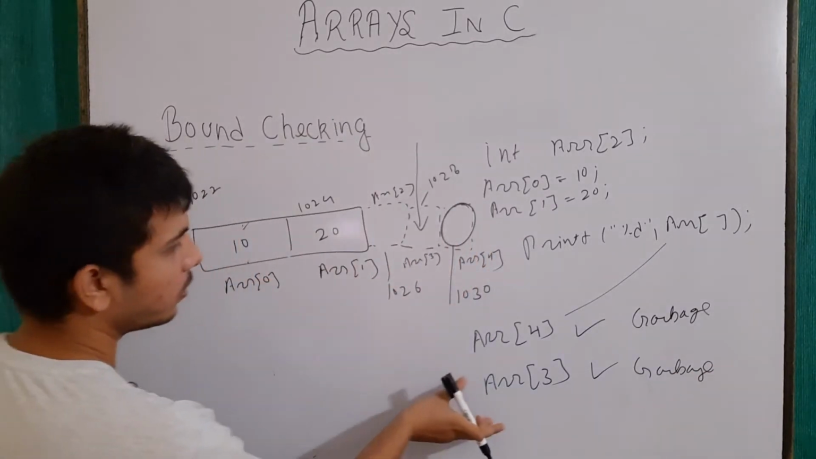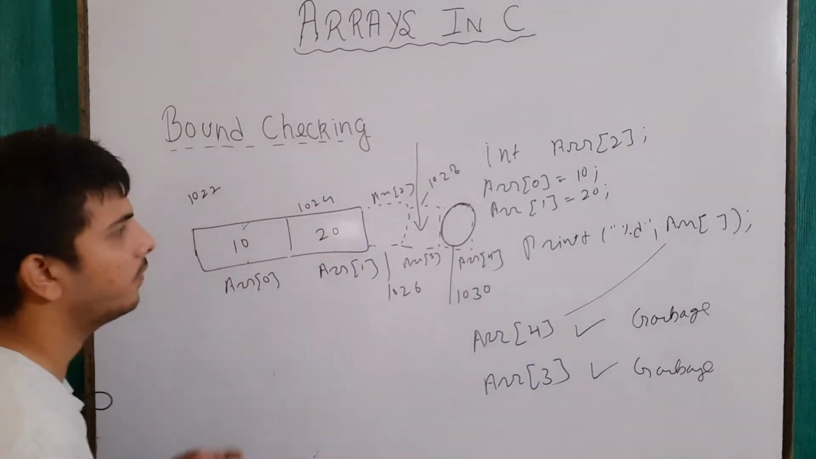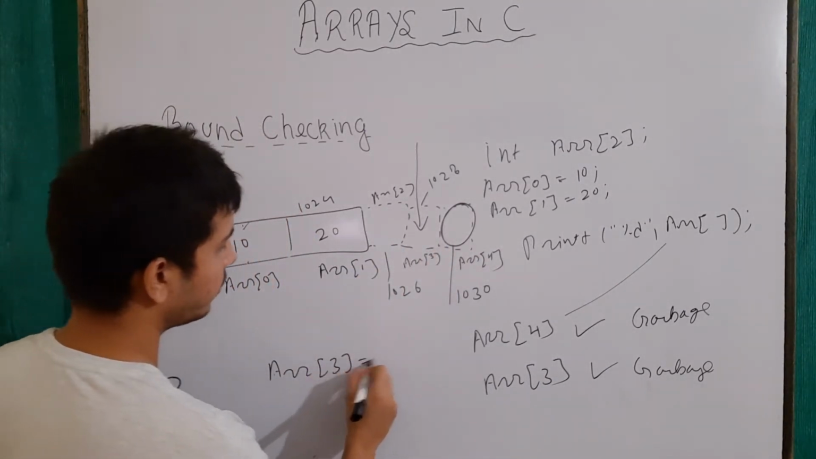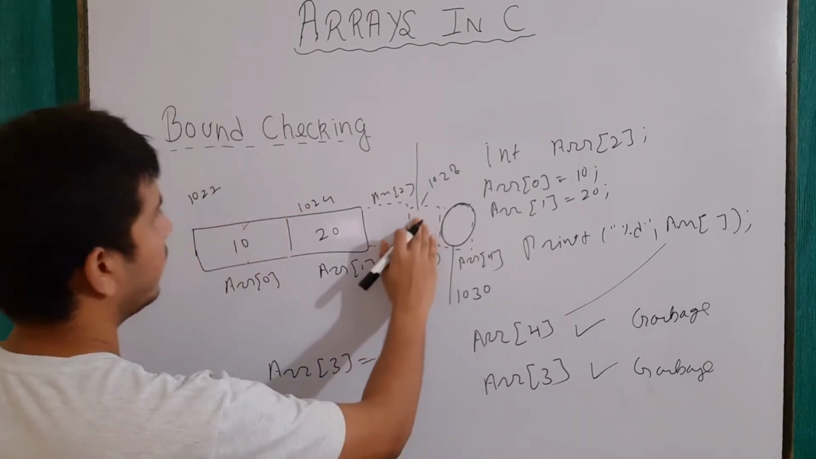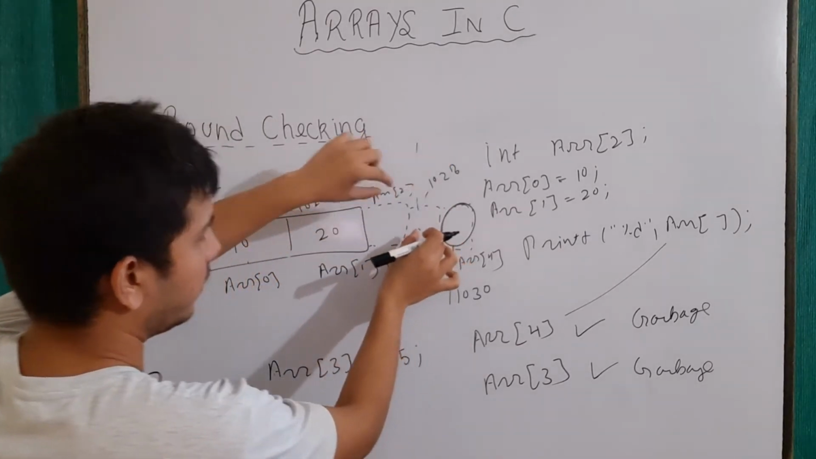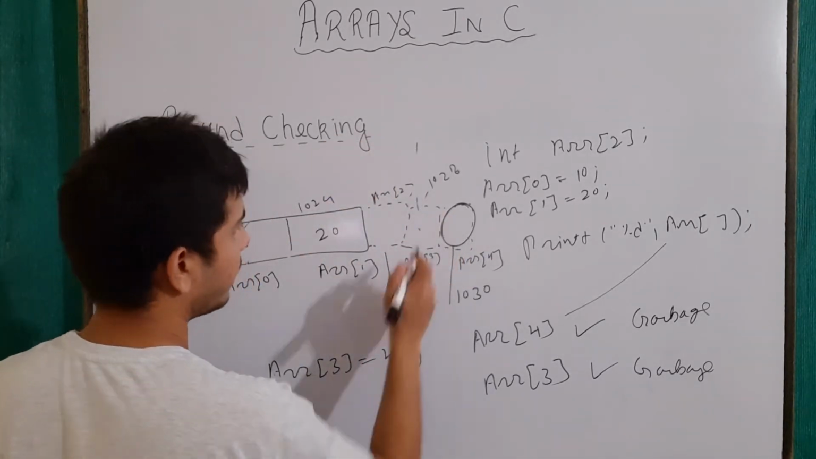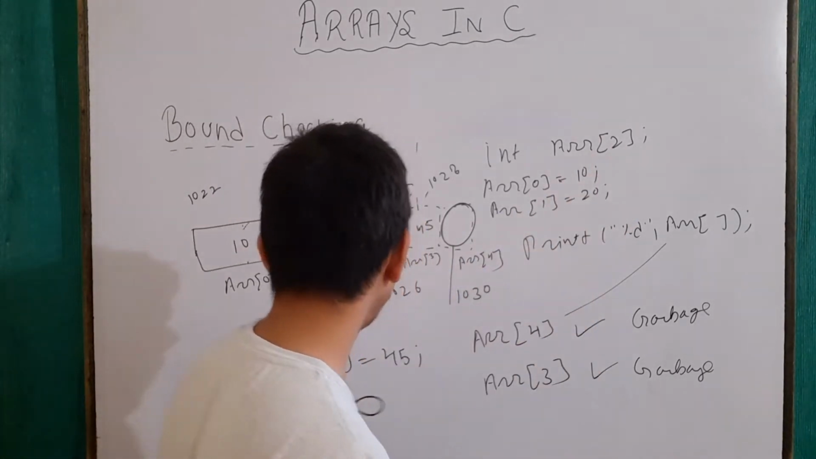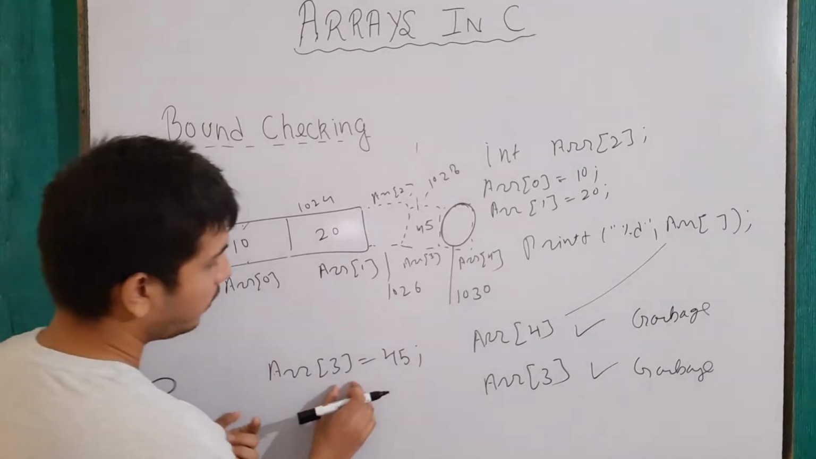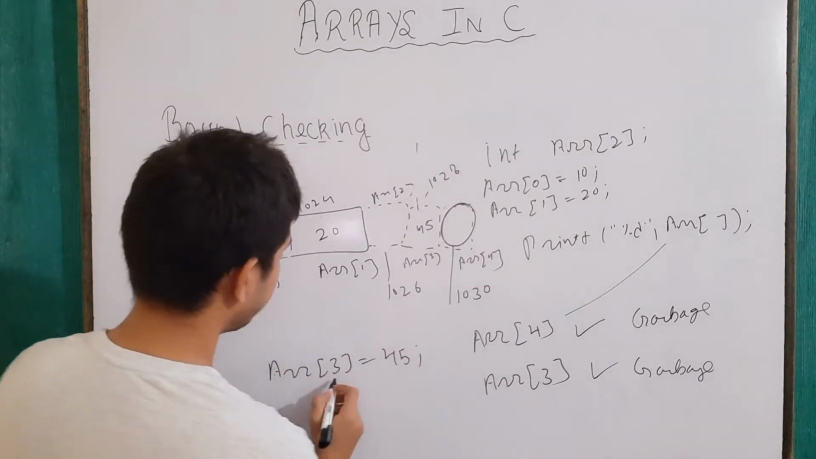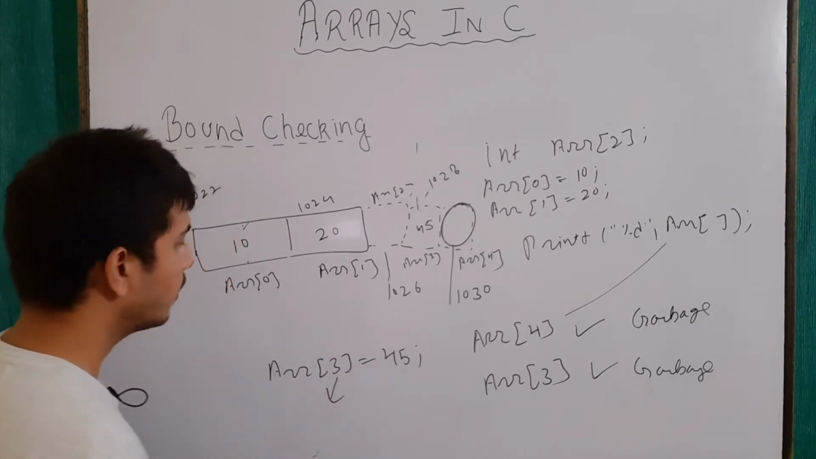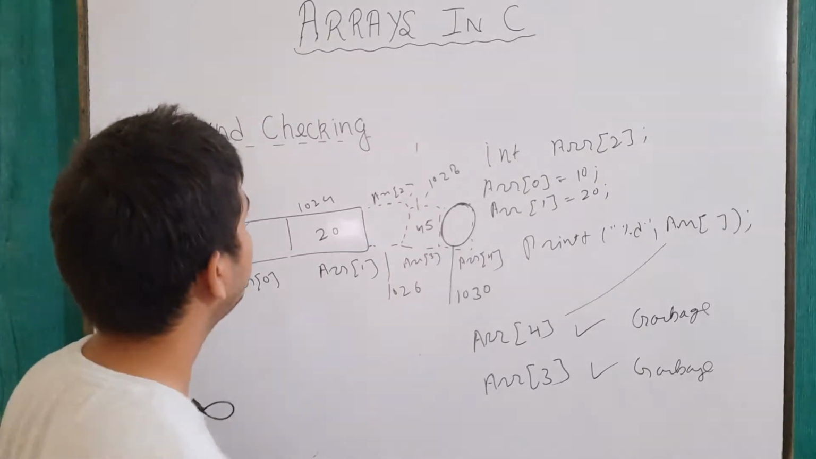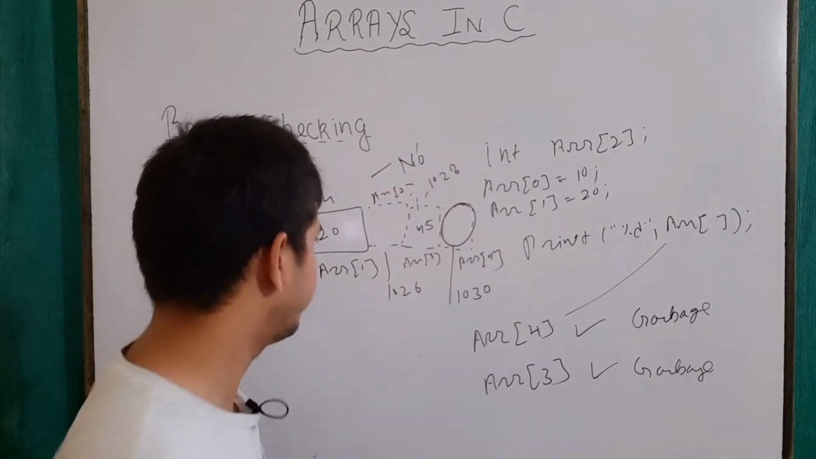Similarly, I can also write data there. We don't know what data is present here, so I can write array[3] equals 45. Whatever the previous data was will be overwritten by 45. Even though I had defined the array of only size 2, I am able to cross the range and access this subscript which is out of range. This is the meaning of bound checking, and C does not provide any bound checking.